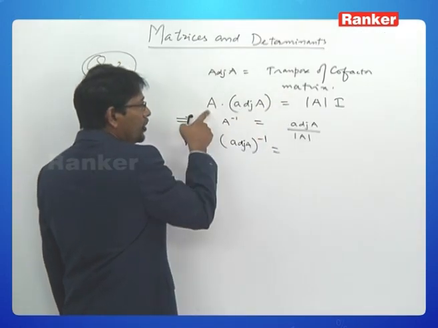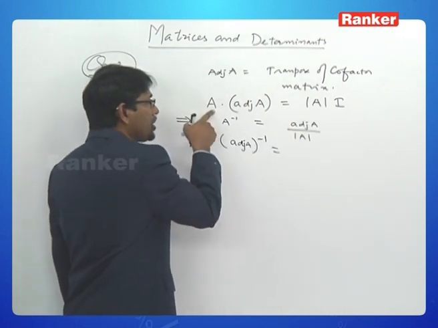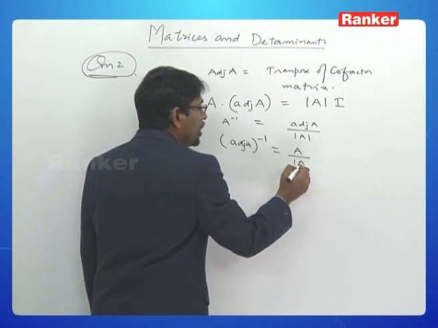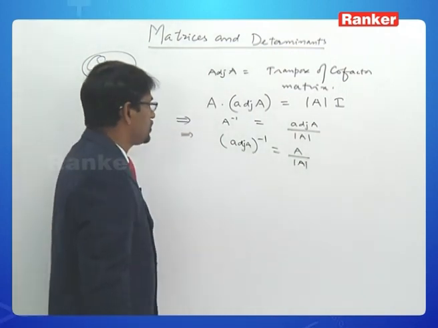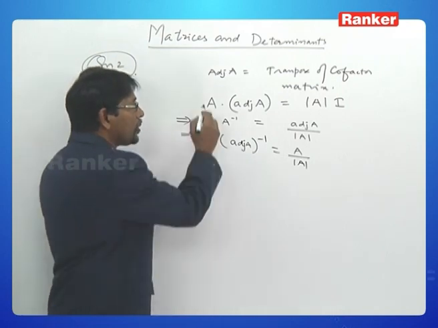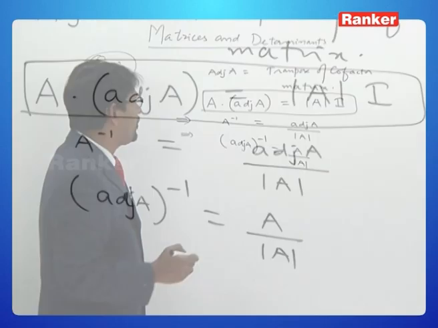now adjoint A with what matrix if I multiply, do I get an identity matrix? I bring this determinant of A down here, that's going to be 1 by det A into A. Adjoint of A inverse is equal to this. Now this is an important result that we will be using here.